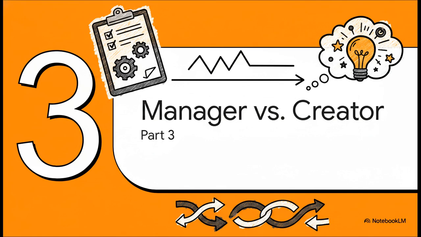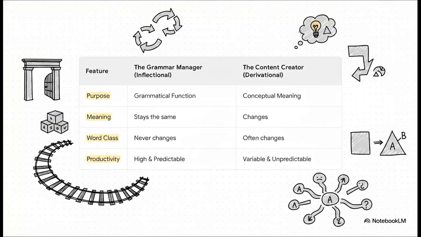All right, we've met our two characters, the orderly manager and the inventive creator. Now let's put them head to head. Let's really see how they differ. Let's just break this down. When it comes to purpose, the manager is all about serving the grammar of a sentence, while the creator is about adding new words to the dictionary.